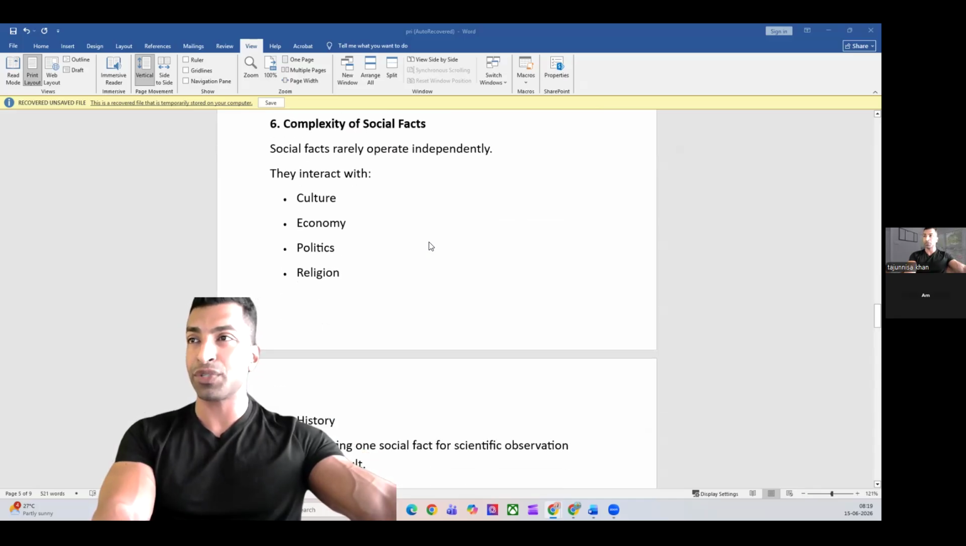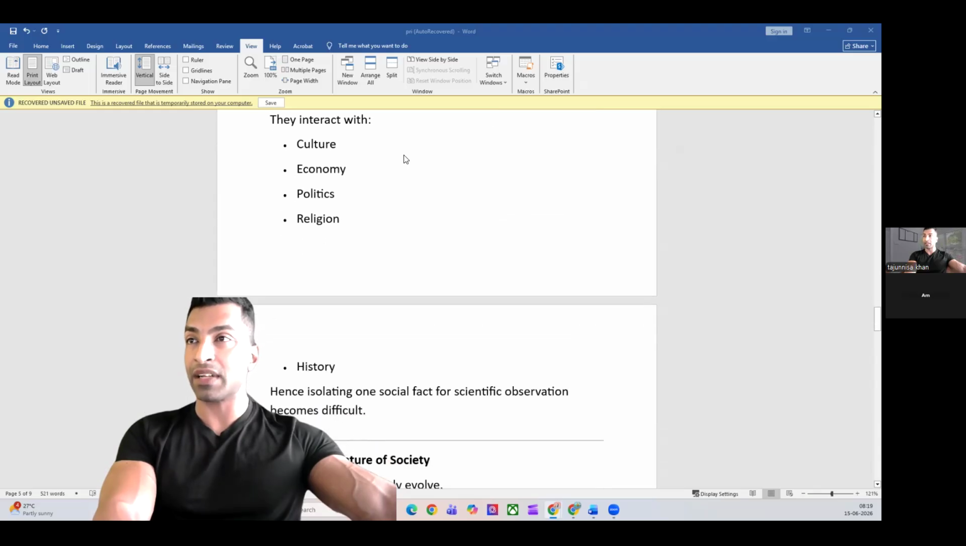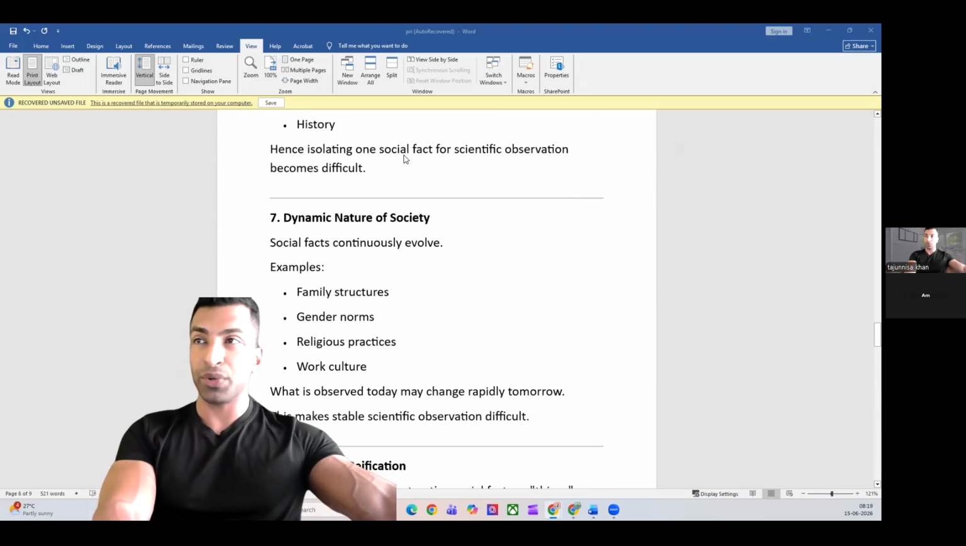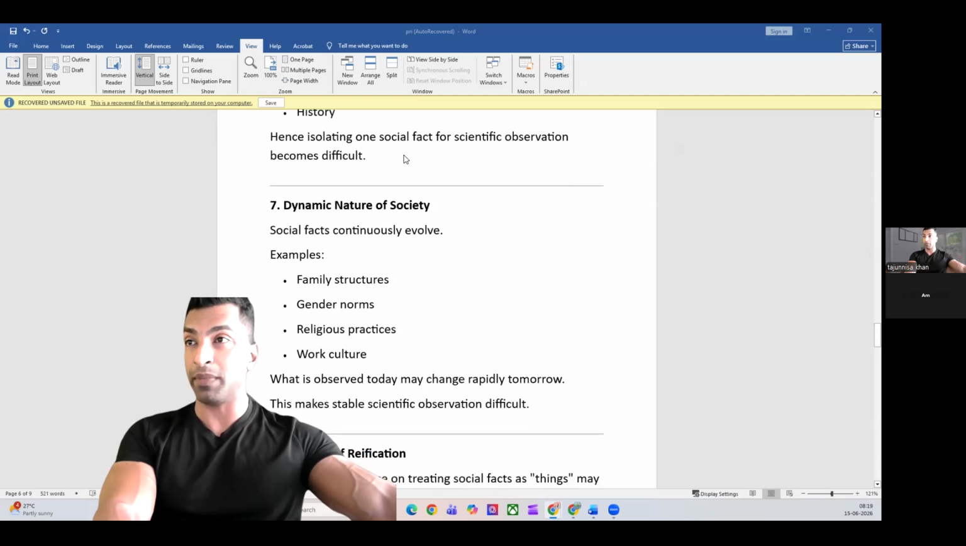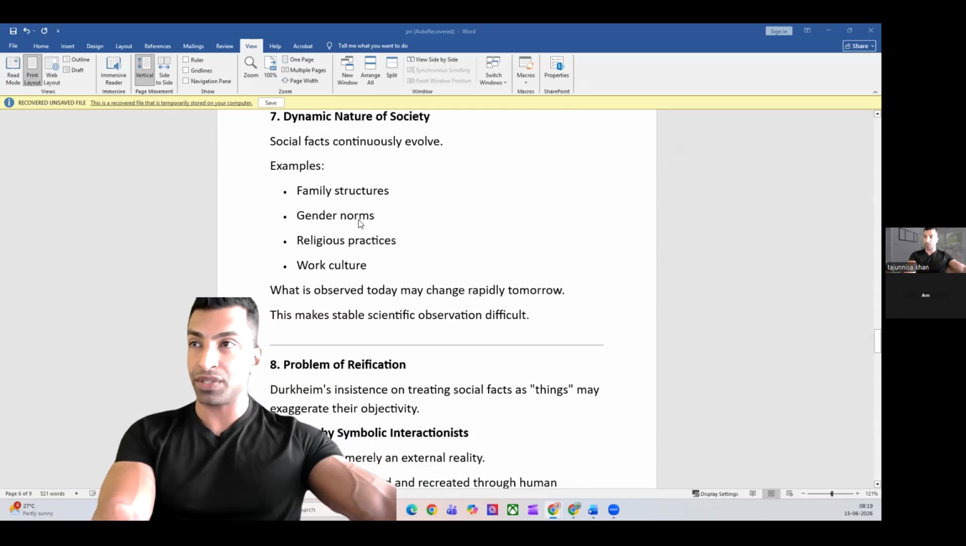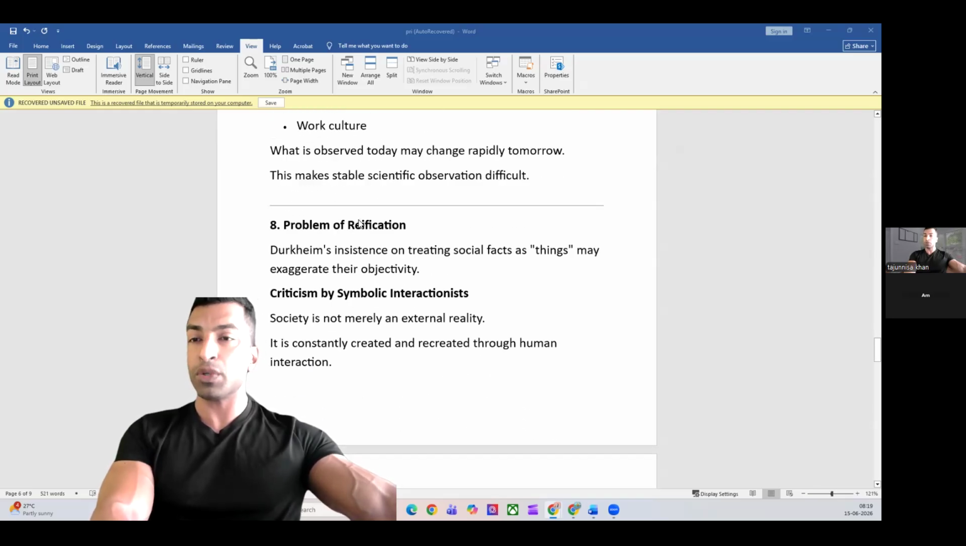The complexity of social facts. So social facts rarely operate independently, right? They interact with culture, economy, politics, religion, history, and all those. So you cannot isolate one social fact for scientific observation, and that is going to become difficult. Then the dynamic nature of society, because it continuously evolves depending upon family structure, gender norms, religious practices, work culture, etc. So what is observed today may change rapidly tomorrow, especially in the present context.